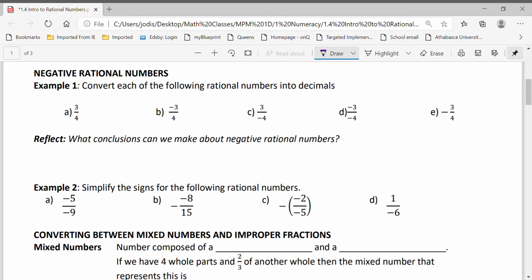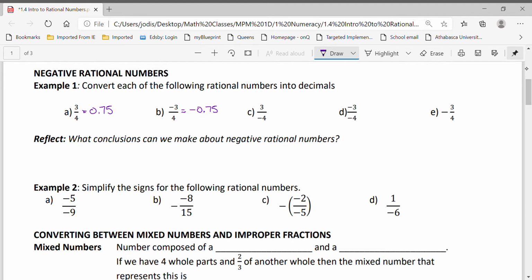So we're going to take a look at some negative rational numbers. We want to convert each of the rational numbers into decimals. So we're going to start off with one that we know, 3 over 4, and it's positive. So 3 over 4, you could use a calculator if you had to, but hopefully by now we all know that this is the same thing as 0.75. For part B, we have -3 over 4. So again, it's still 0.75, but now it's -0.75.